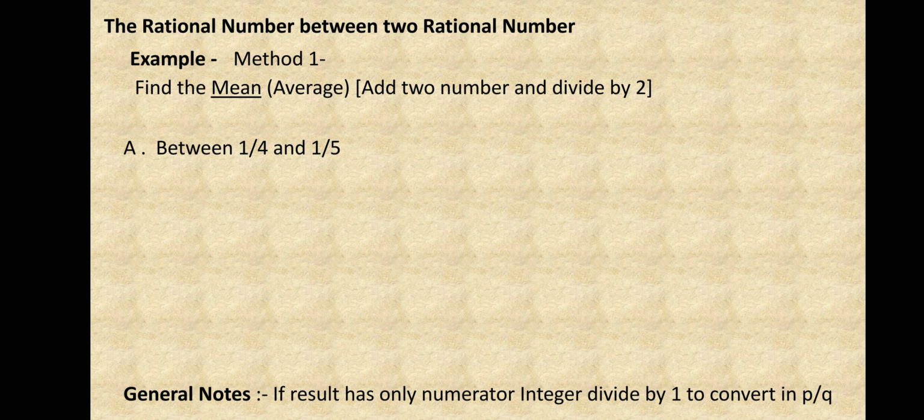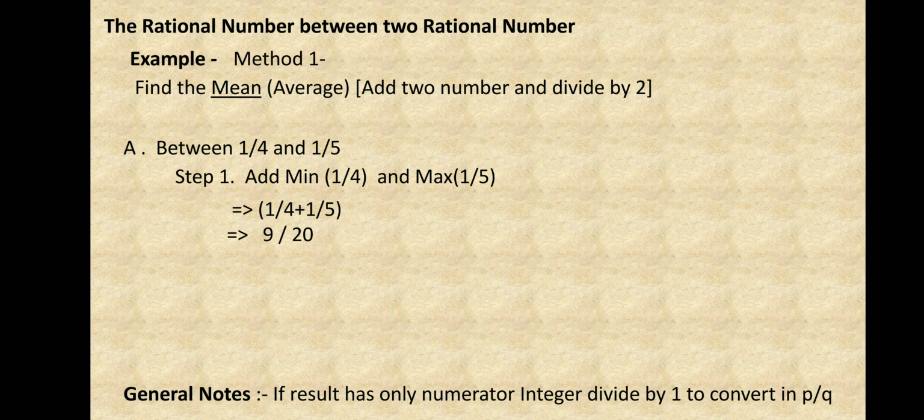And here what are you gonna do? You're gonna find the mean, the average between 1/4 and 1/5. So what are these both? They are rational numbers. So you're gonna find the number between these two rational numbers. So let's see how you are gonna find it. The same method like how you did in the first one. You have to add the minimum and the maximum number.